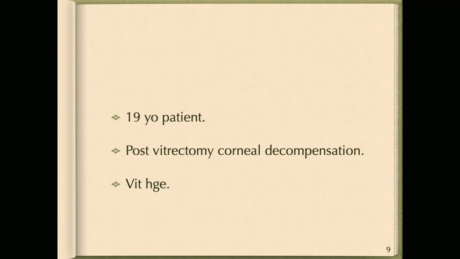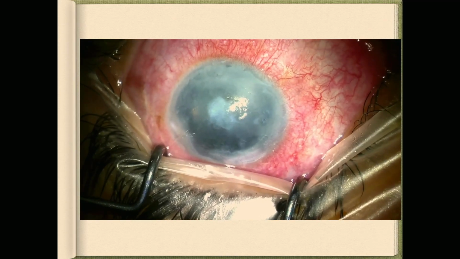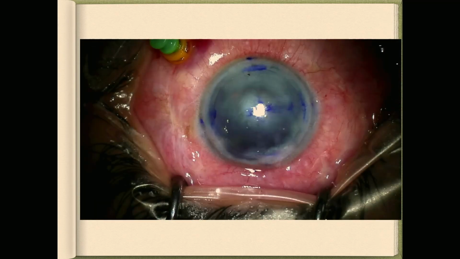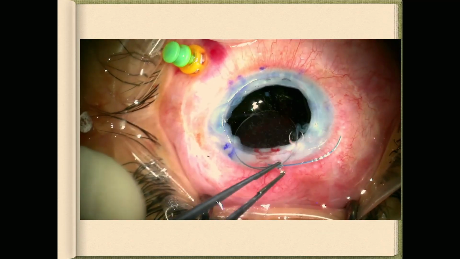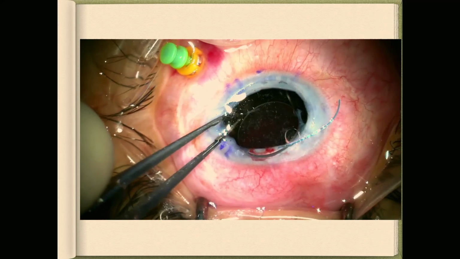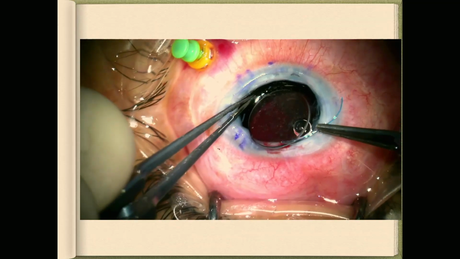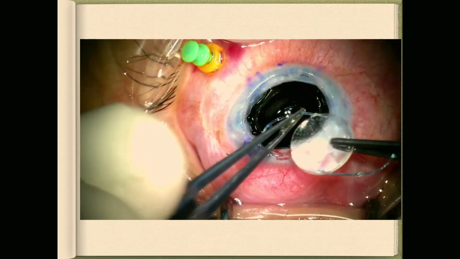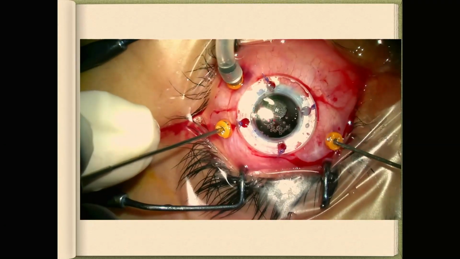The last case here is a 19-year-old patient with corneal decompensation after vitrectomy, as we see here, and with the corneal decompensation he has a vitreous hemorrhage in the vitreous cavity. Doing the same, before putting in the K-Pro, we removed this IOL, this Sensar 3-piece IOL, as he has decompensation. It may be the cause of this decompensation or a contributing factor in this patient, so we removed the IOL.